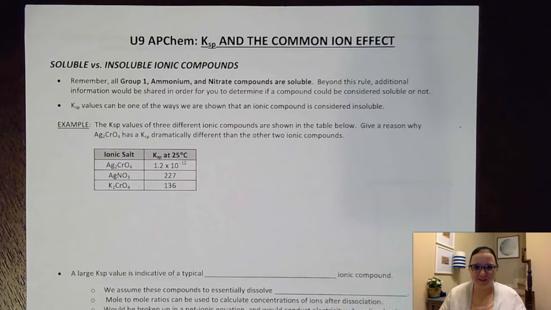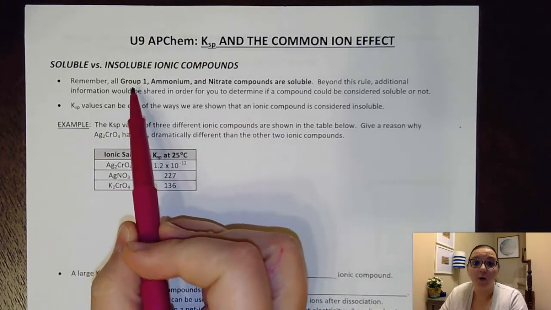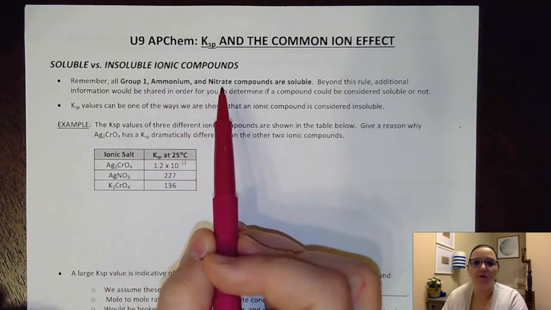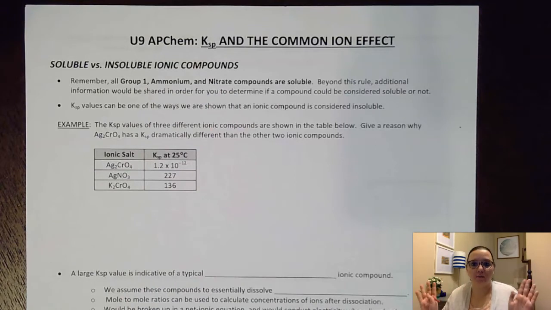So what we first need to do is refresh our memory on how we can tell if a salt is soluble or insoluble. College Board wants us to make sure that we know that all group 1, ammonium, and nitrate compounds are soluble. If you see an ionic compound with any of those three things in it, we know that it's going to completely dissolve. However, there are other soluble compounds that don't fit those categories, so we want another way of being able to tell whether or not they're soluble. College Board might give us some sort of clue to help us know about the solubility of a substance, and one of the clues they could give us are Ksp values.